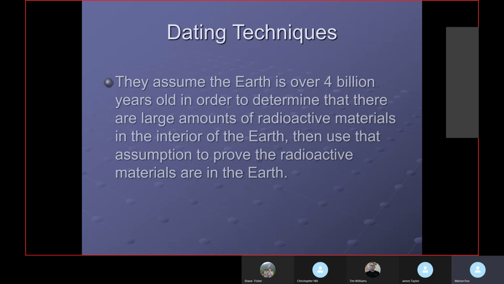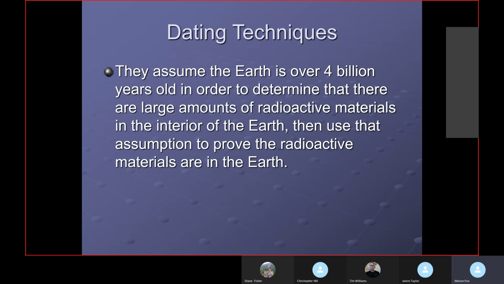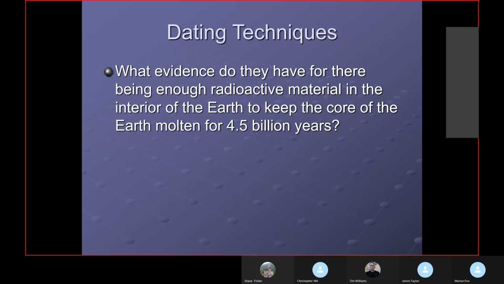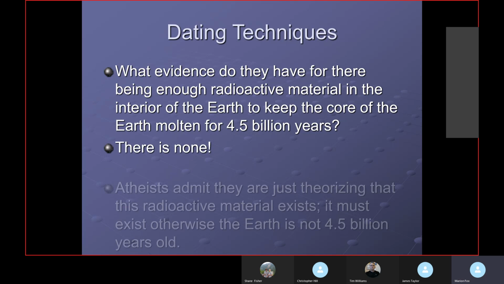We'll see some other problems with it too. They assume the Earth is over 4 billion years old in order to determine that there are large amounts of radioactive materials in the interior of the Earth. Then they use that assumption to prove the radioactive materials are in the Earth, and turn around and say the radioactive material is there, and so we know it's 4.5 billion years old. That's why we know it. That's circular reasoning. That begs the question: what evidence do they have for there being enough radioactive material in the interior of the Earth to keep the core of the Earth molten for 4.5 billion years? They don't. There's no evidence.